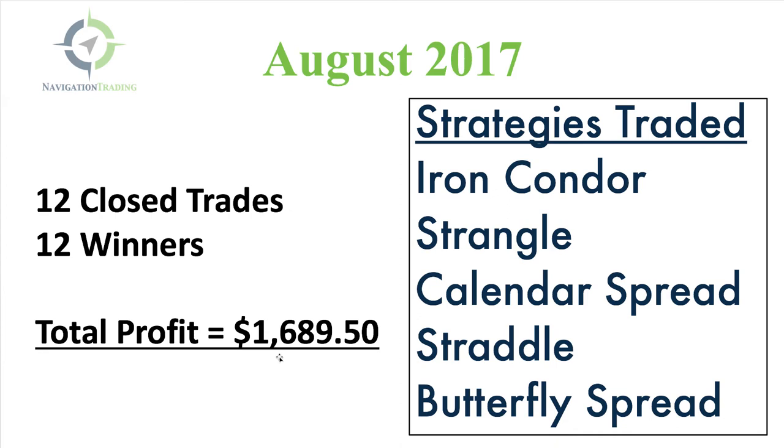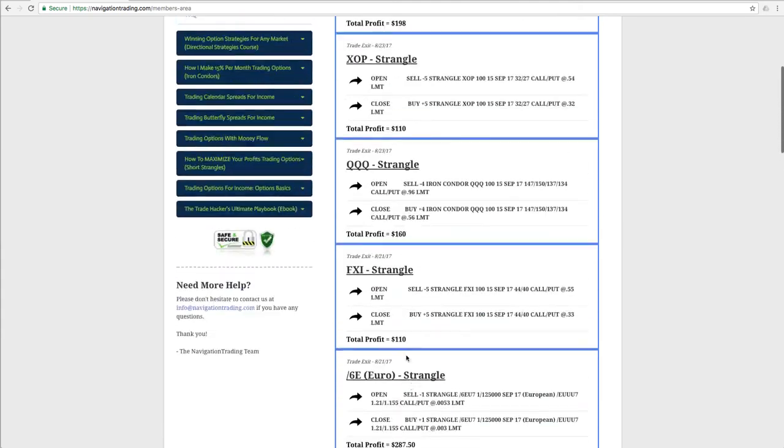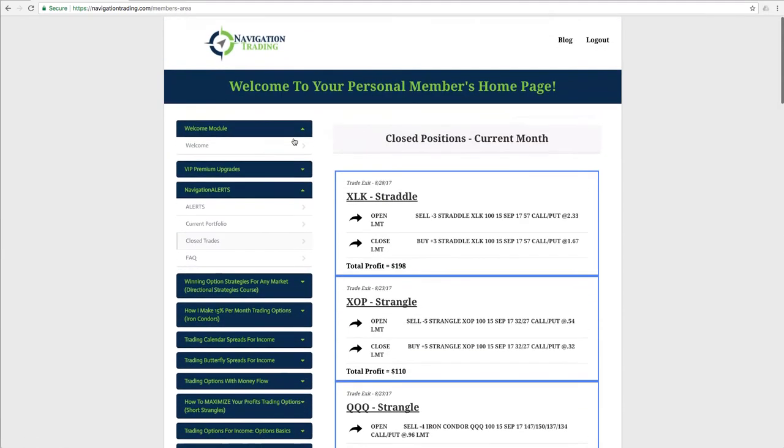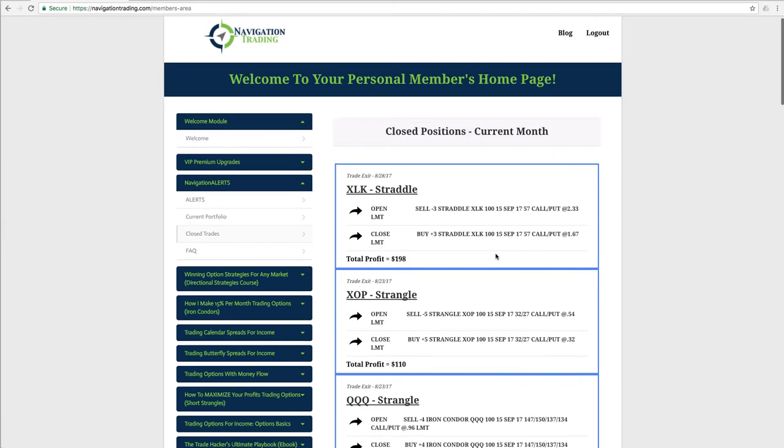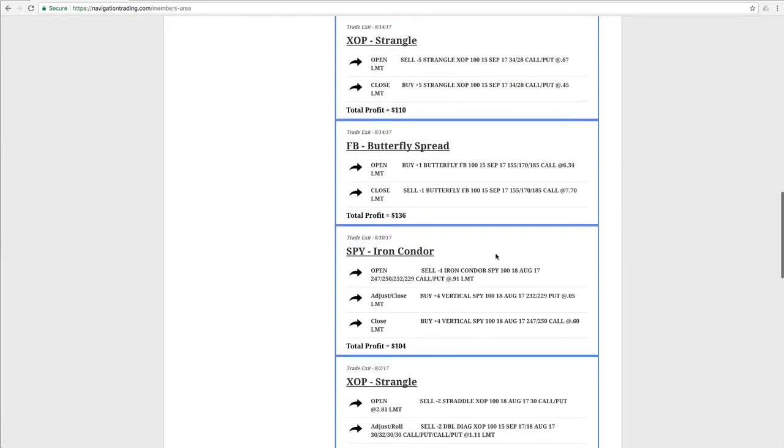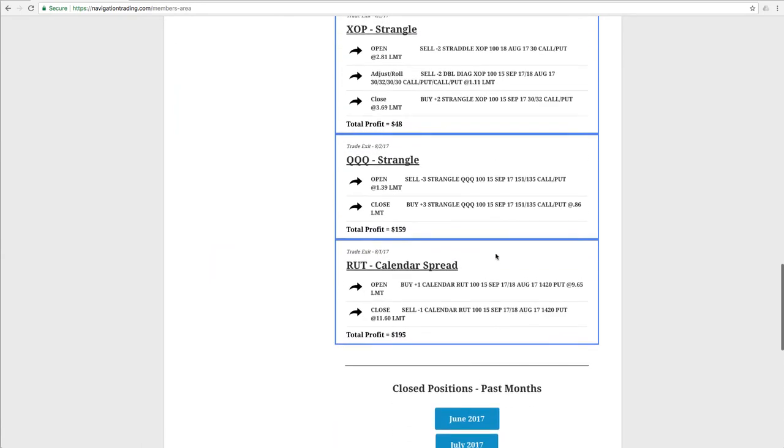The reason I show this is because I really want to show you that even with a small account, you can generate consistent returns. If we take a look at the different trades, just simply go to, when you're logged into your members area, for those alert subscribers, you just go to closed trades. And what you'll see here, let's go down to the bottom for the first start.